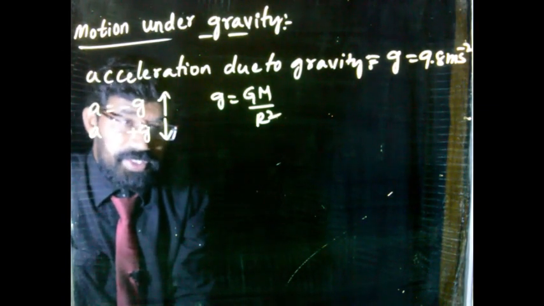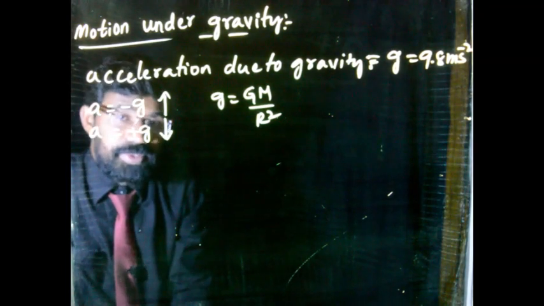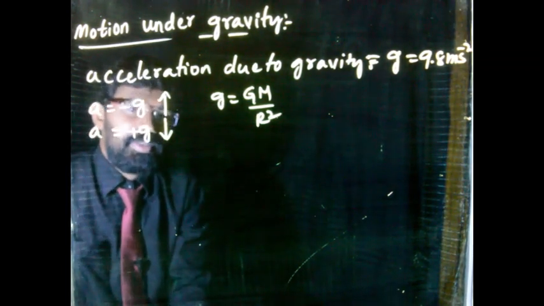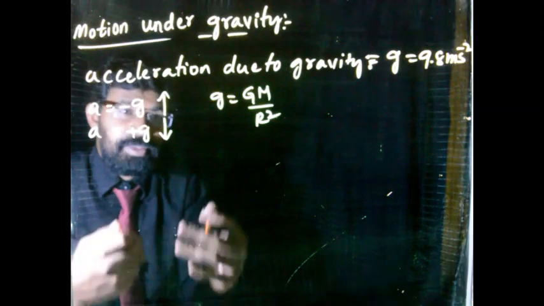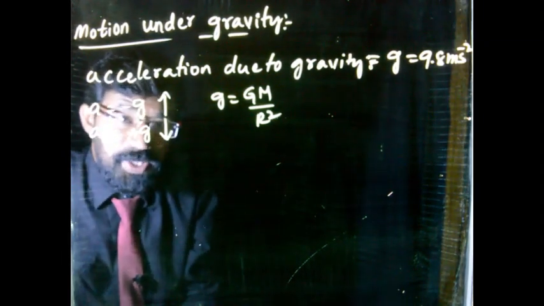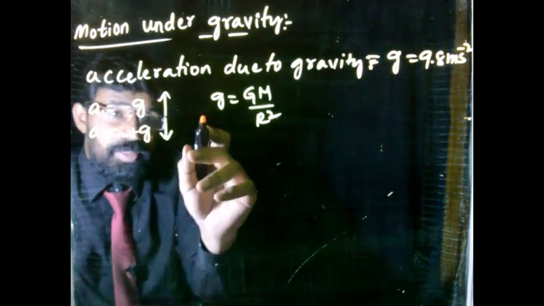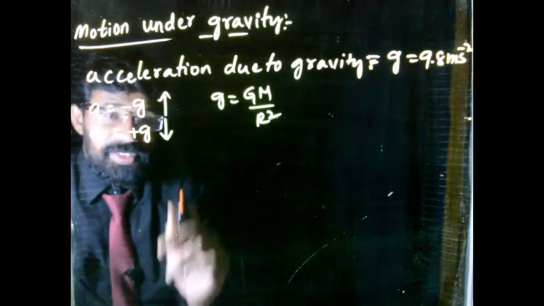Mass of the planet is constant. Radius, of course, is not constant for the earth, but let us assume that it is perfectly spherical in shape, and we'll assume that r is also constant. So whatever this g is, it is dependent on the mass of the planet and the radius of the planet.